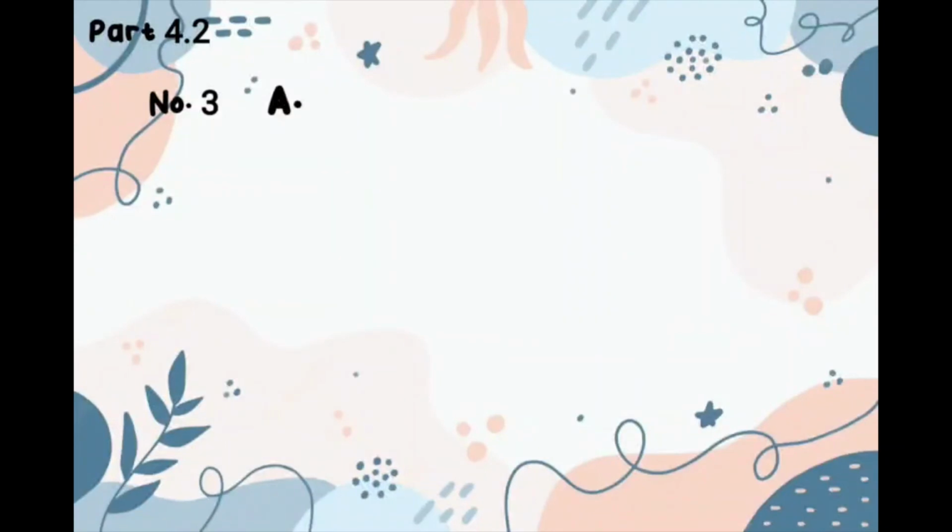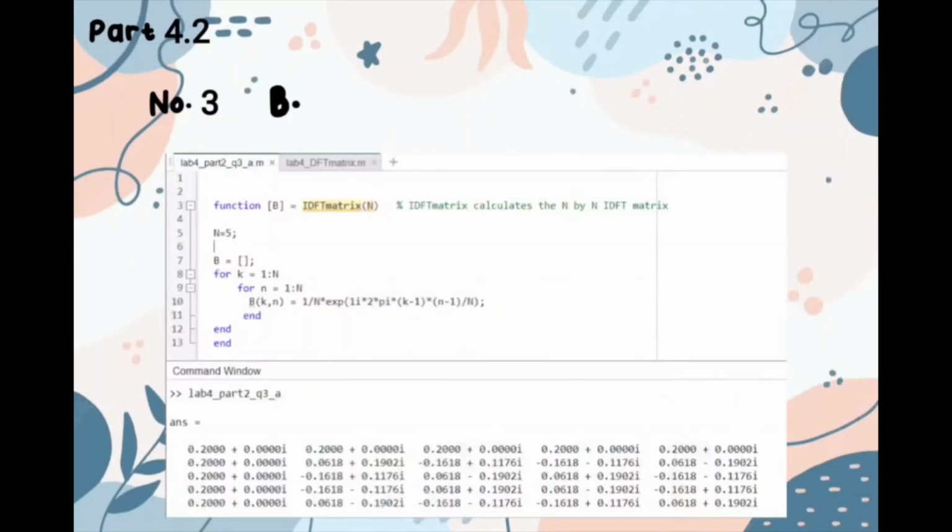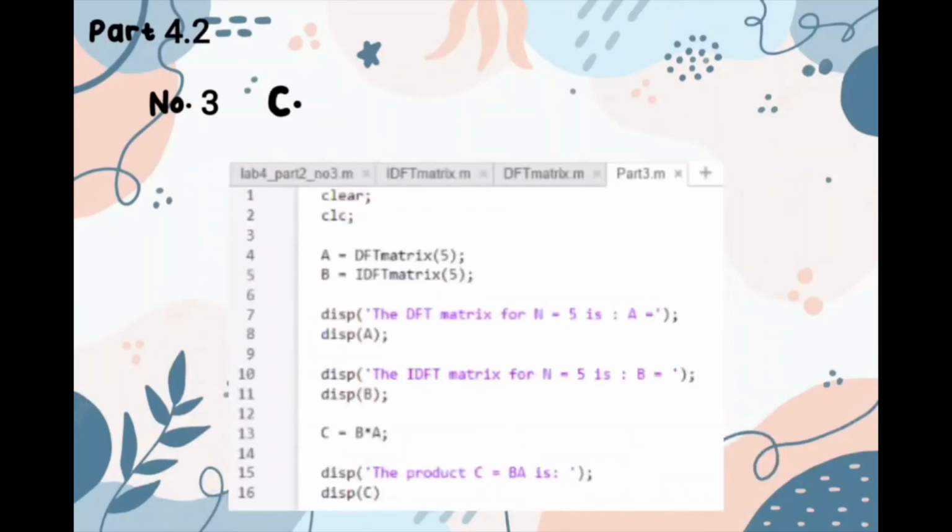For 3A, this is the analytic expression of the inverse DFT matrix that is shown in the introduction of the lab sheet. For B, this is the MATLAB function for the inverse DFT, which is B, and this is the command for function B. For 3C, the question wants to set the result for C equal to B multiplied with A.